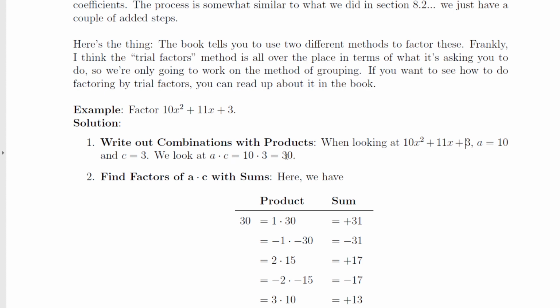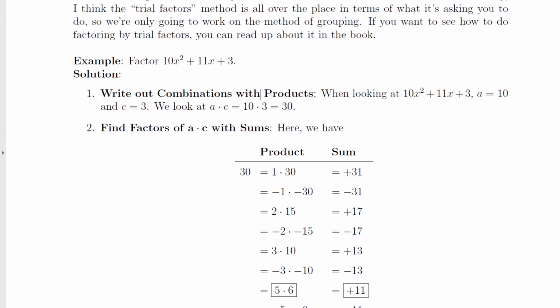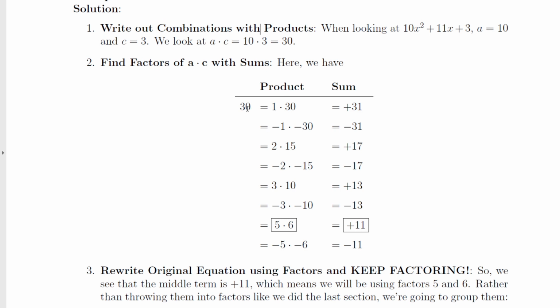Okay? And now, similar to what we did in the last section, we're going to go ahead and find factors of that number. So previously we were finding factors of just the last number, but now we're going to find factors of the first times the last number. So here is how we have it. Don't look down here. That's the answer. We have the number 30.